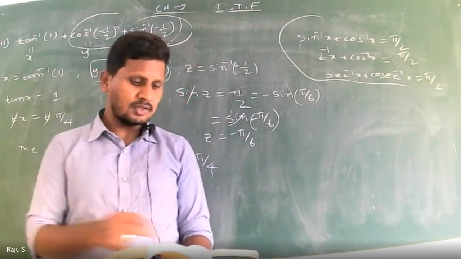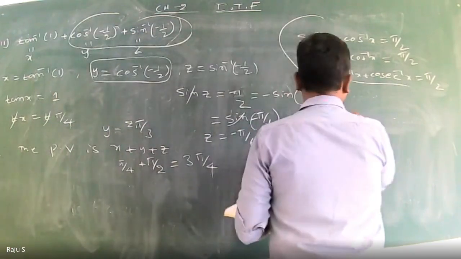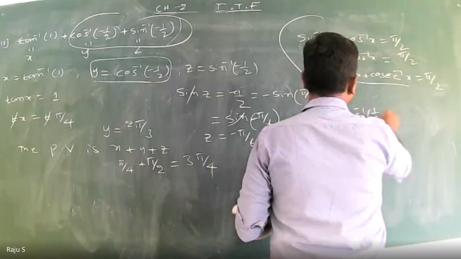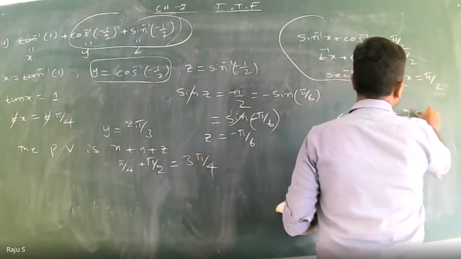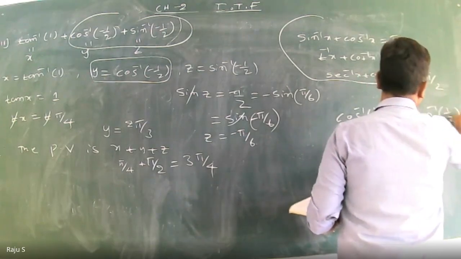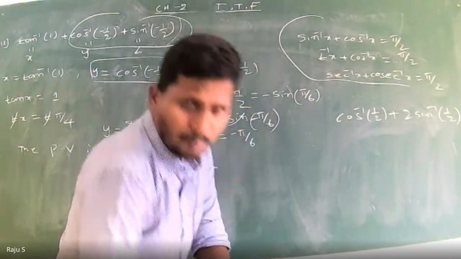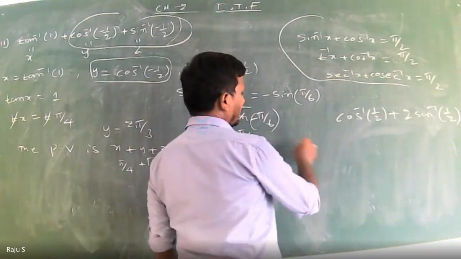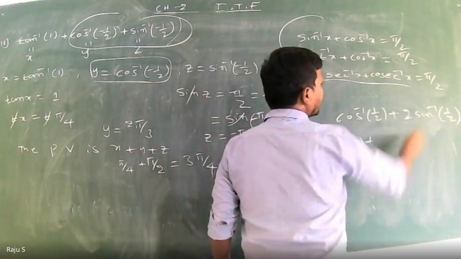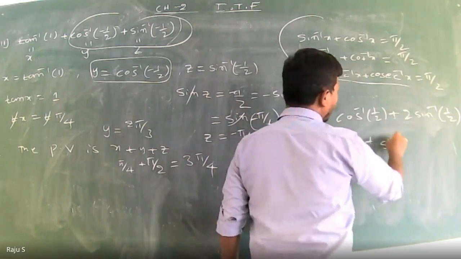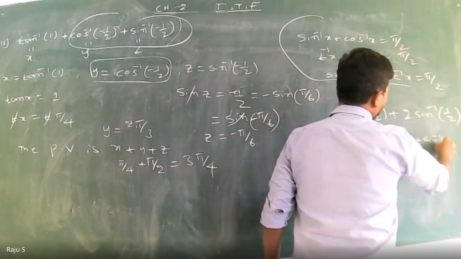Next question is the 12th one: cos inverse 1 by 2 plus 2 sin inverse 1 by 2. Tell me the answer here. Can I apply a property here? If you apply the property, this can be written as cos inverse 1 by 2 plus sin inverse 1 by 2 plus sin inverse 1 by 2.